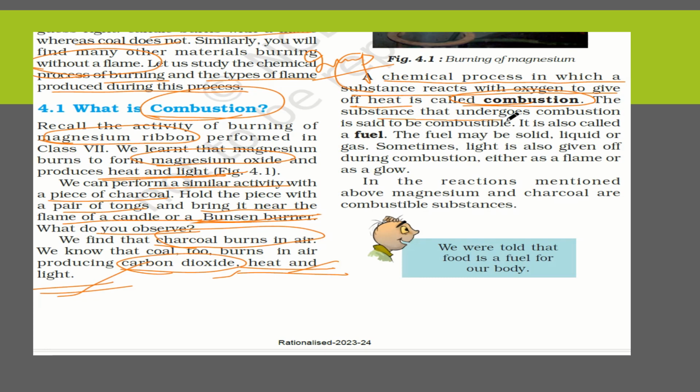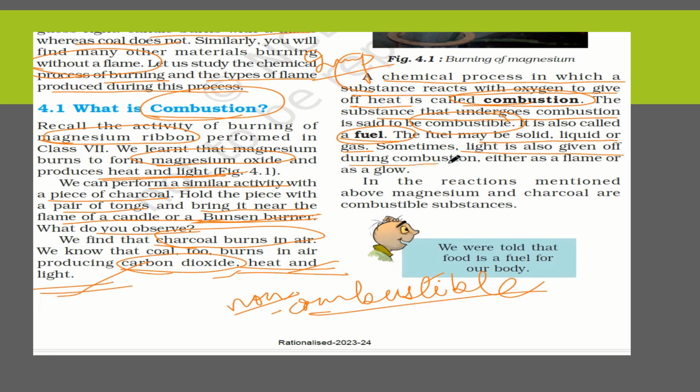Now, the substance that undergoes combustion is called a combustible substance. If the substance is not undergoing combustion, it is called a non-combustible substance. If it is undergoing combustion, it is called a combustible substance. And it is also called fuel. So what is fuel? Anything which burns is fuel. Fuel may be solid, liquid or a gas. And sometimes light is also given off during combustion, either as a flame or as a glow.